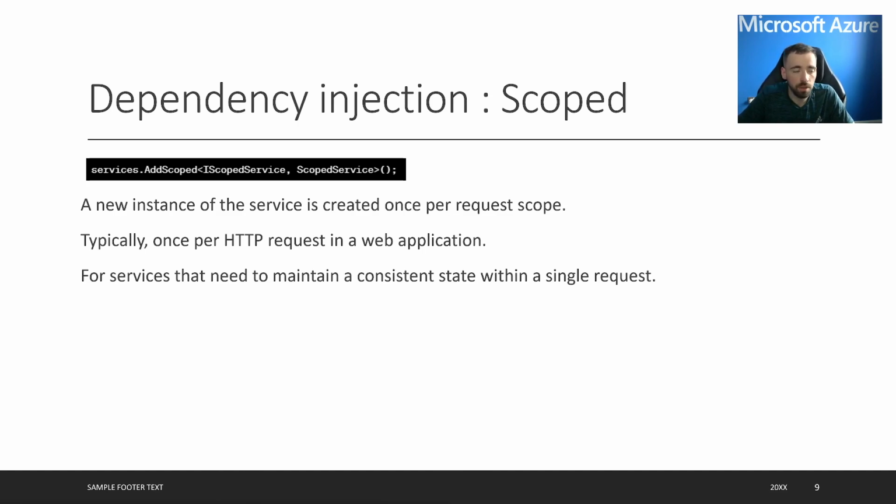We then have scoped, which is a new instance of the service that is created once per scope, typically once per HTTP request in the context of a web application, and it's for services that need to maintain a consistent state within a single request.